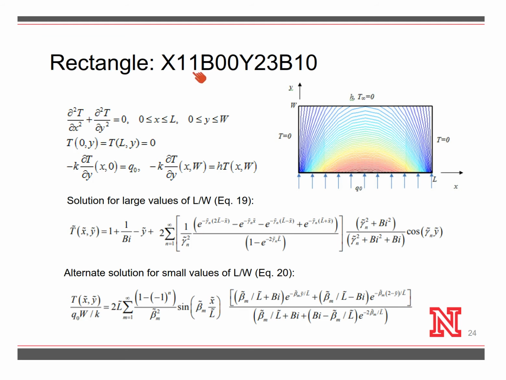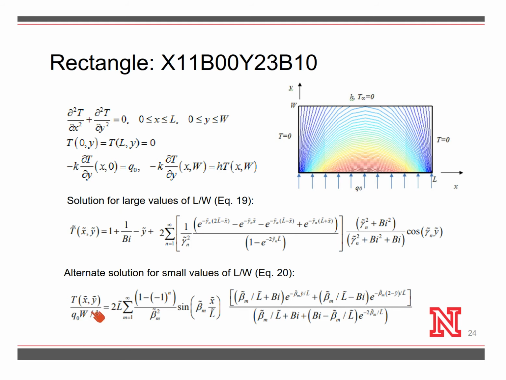The boundaries are 2 type 1 boundaries along the x coordinate, so I've got a type 1 here, type 1 there. It's homogeneous, so the temperature is 0 there. In the y direction, I've got Y23, so that's a type 2 condition here, type 3 condition here. B10 says that I've got a specified constant flux at this boundary, and I've got a homogeneous convection or heat loss to fluid temperature 0 over here.